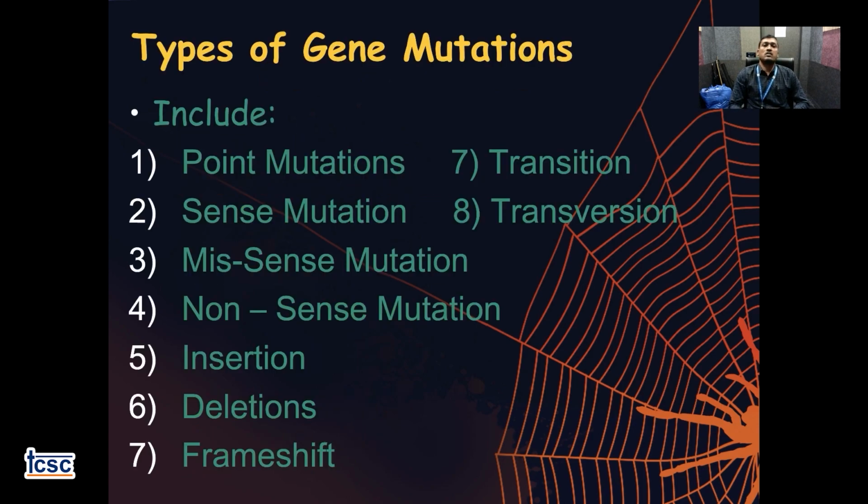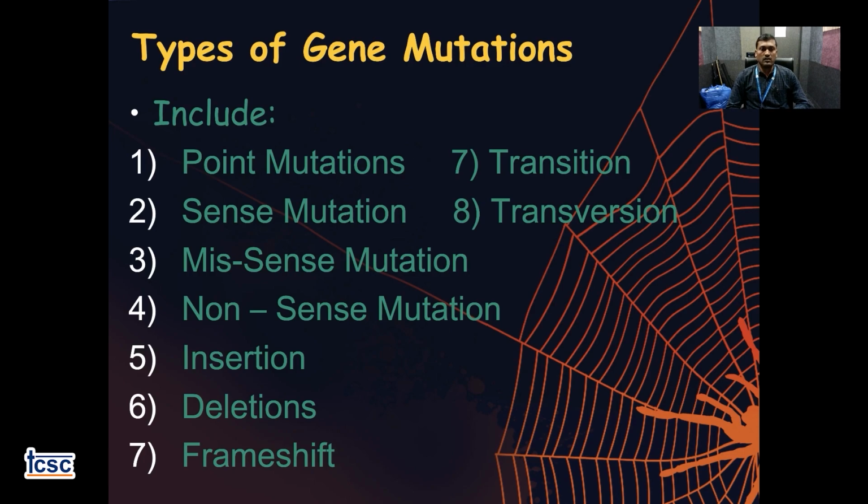Okay. Now see here different types of mutations, different types of gene mutations. So the first part was types of chromosomal mutations, and here you can see types of gene mutation. So the total types of gene mutations are 8.